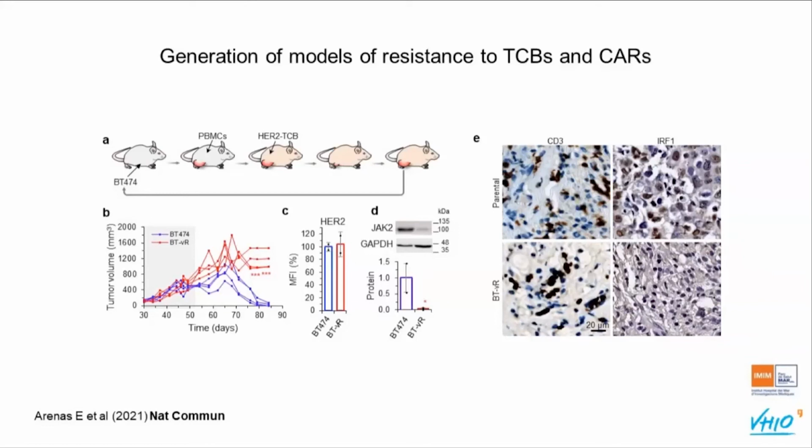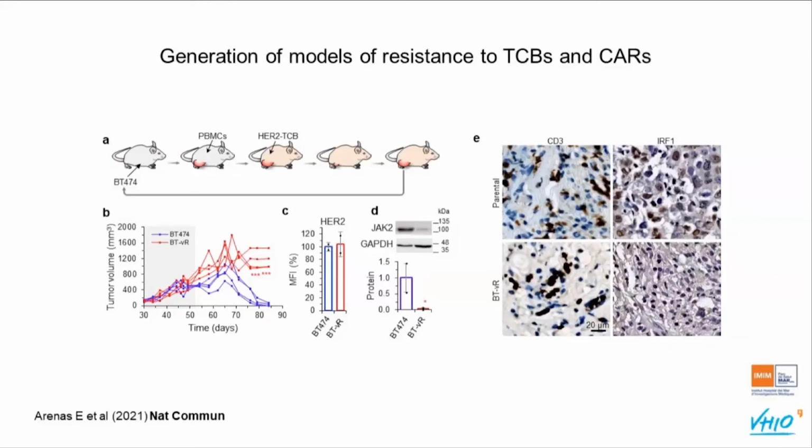I will not show all the data, but the cells are resistant to both CARs and TCBs. As expected, as you can see in the blue and yellow bars, there's no down-modulation of HER2. As I have already mentioned, HER2 is a driver, so the cell very likely cannot down-modulate it if it has to grow. And I will not go into the details, but we were able to show that the down-modulation of JAK2 was the cause of this resistance. As you know, JAK2 is one of the molecules that transduces the signal of interferon gamma, and it turned out to be very important for the killing mediated by TCBs and CARs.